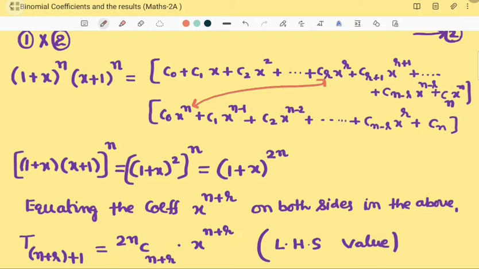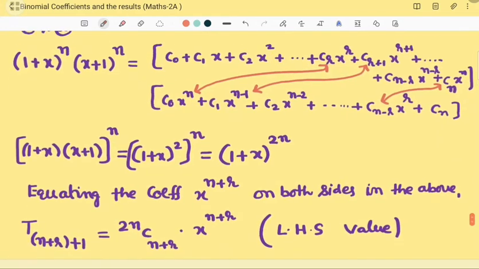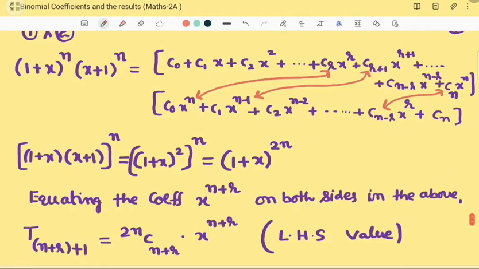Similarly, these two: C1 x^(n-1) into C(r+1) and so on. We will get the last term as these two, x^n. If you multiply these two, C0 into Cr plus C1 into C(r+1) plus and so on, C(n-r) into Cn will come in the RHS. All are coefficients of x^(n+r) only. That's what I am going to write.